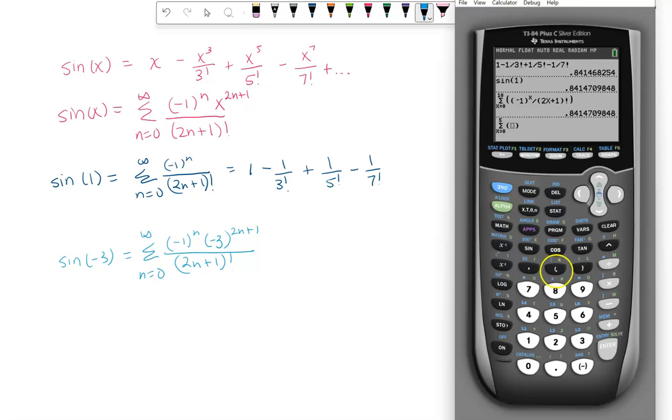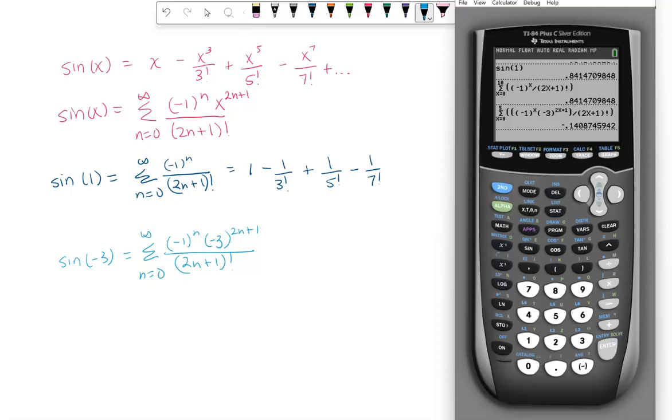And we're going to want to have a -1 to the power of x, since we can't do n, times a -3 to the power of 2x plus 1, and then all of that in parentheses divided by 2x plus 1 factorial. So again, math, probability, and it's number 4 there.